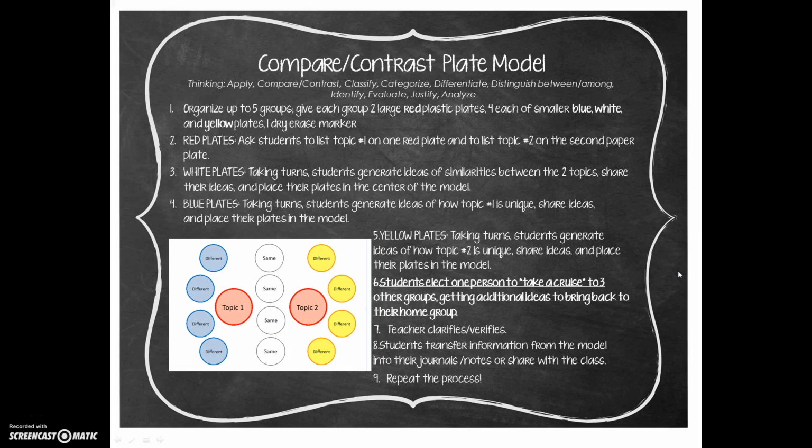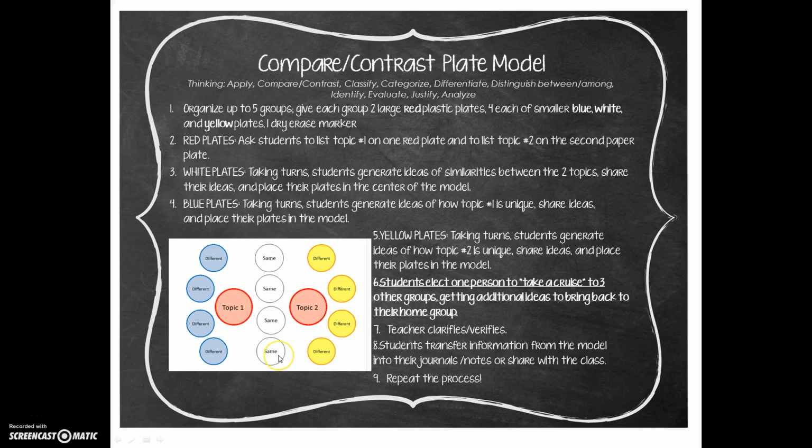In the compare and contrast model, you're going to organize kids into 3 to 5 groups depending on your class size. Give each group 2 large red plates and 4 each of the smaller blue, white, and yellow plates, plus 1 dry erase marker. Assign 2 topics for compare and contrast, having the students write them on the red plates.